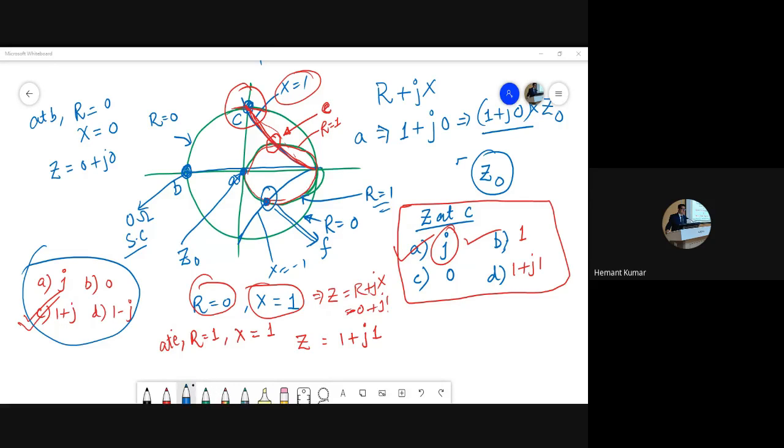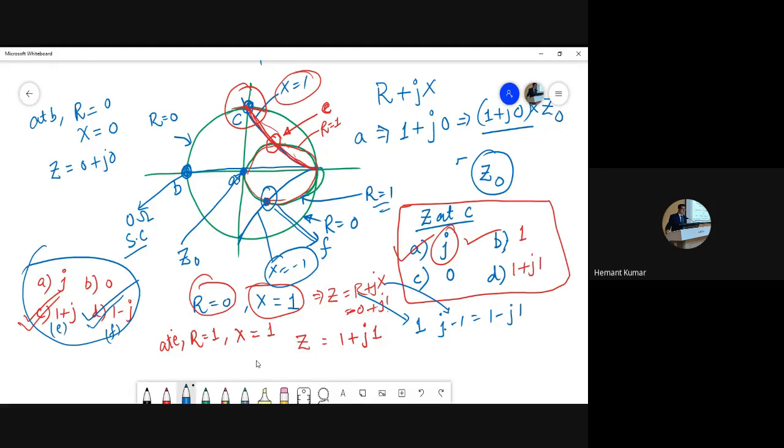Type your answer. Kunal typed D. Yes, answer is D, right? Because the R circle and X circle are intersecting at this point. X is equal to -1 and R is equal to 1. It will be multiplied by J, so it will become 1 minus J1. So the answer is D for F point.